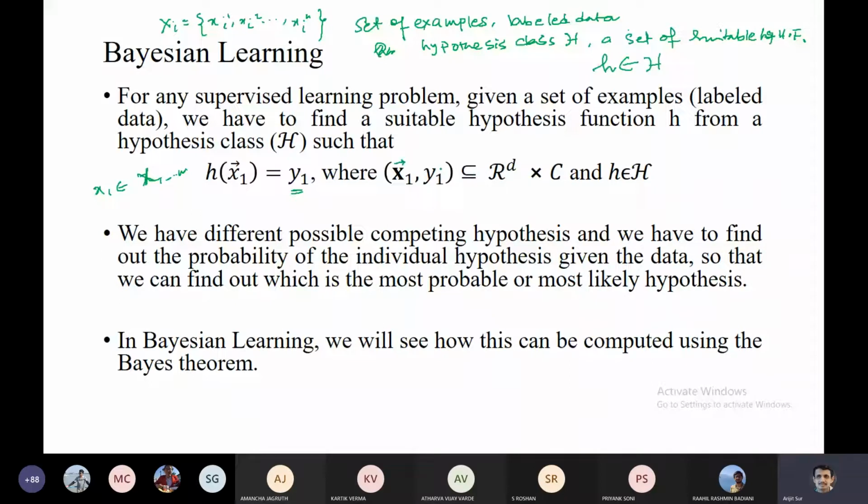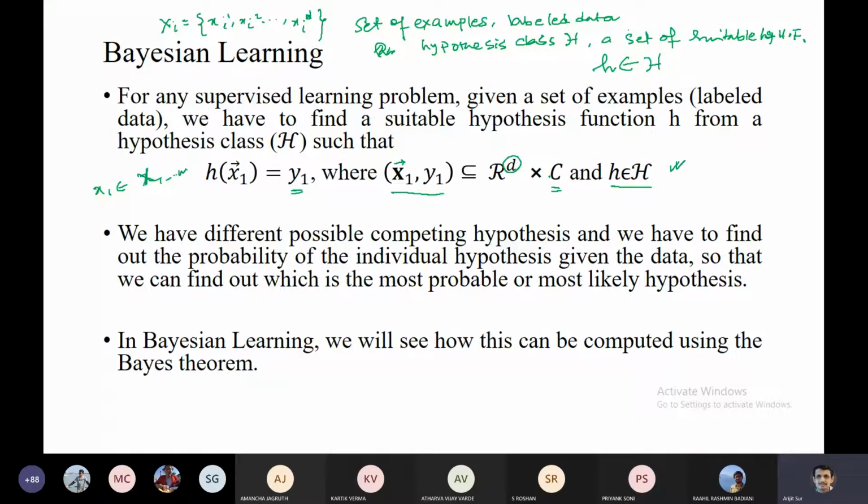So this is your training data, and it is in which space? This is a d-dimensional space. And C is a class, and this h belongs to H. So this is the notation used for this.